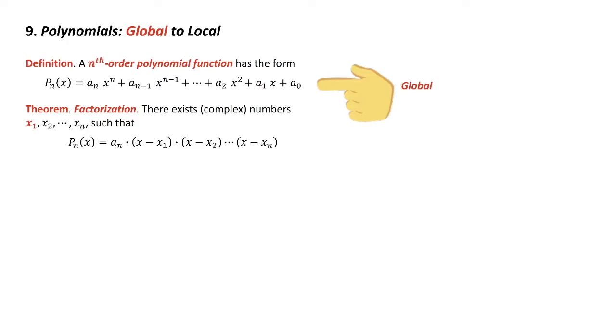Just reviewing, the global form is what I'm referring to as the definitional form, so I have it in this form. And the local form is the factor form. Global refers to where I get the asymptotic information, and local, the factorization form, gives me the zeros, which is local information.